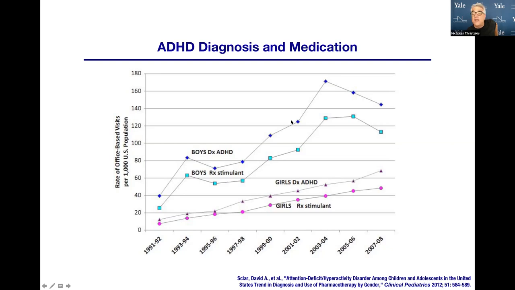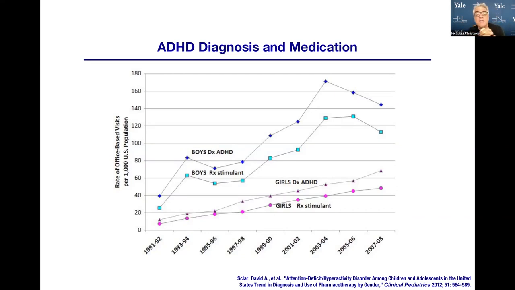I mean, the rate at which they are being diagnosed is skyrocketing. And the rate at which they are being given a stimulant is skyrocketing across time, with also a steady increase in girls. How can it be that we can say that so many boys, who are just boys, actually have a disease that needs to be medicated, for example?